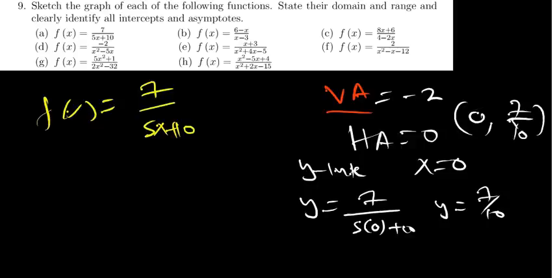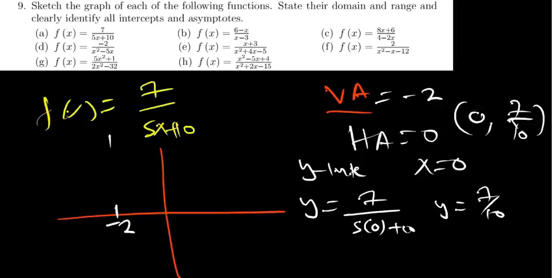Now if this is my graph here, our vertical asymptote is at what? Is at -2. I'm going to put -2 here. So I have to put a dotted line. Then the horizontal asymptote is at 0. Now we have the point (0, 7/10). So I'm going to put 7 over 10 here. So (0, 7/10) is at this point. Okay.